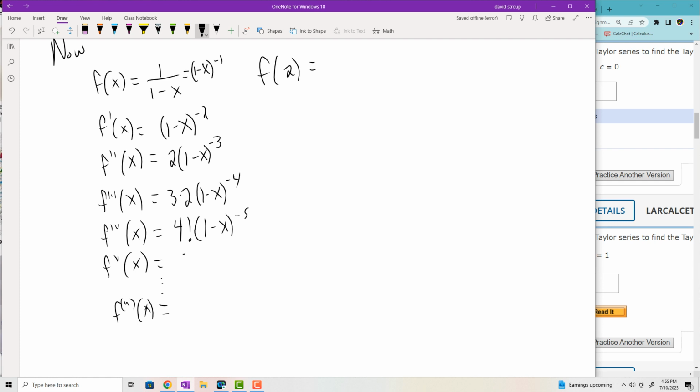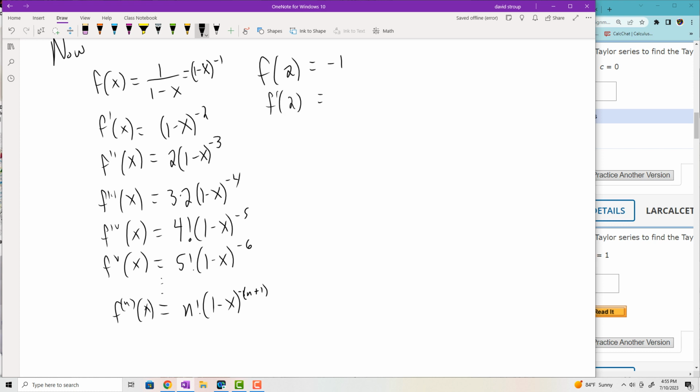So the fifth is 5 factorial times 1 minus x to the negative 6. So the general form is n factorial times 1 minus x to the negative n plus 1. Okay. Of course, we want to evaluate these guys. So the first one would be negative 1.